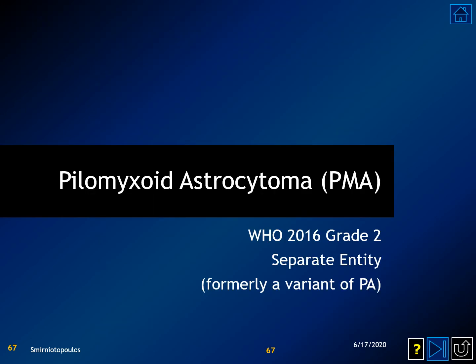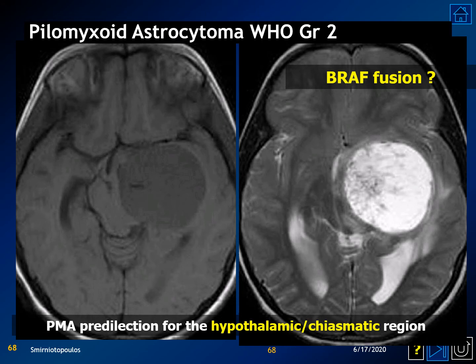The Pilomyxoid Astrocytoma is another type of fluid-secreting, contrast-enhancing tumor that has a BRAF mutation. This was formerly considered to be a variant of pilocytic astrocytoma, but is now recognized as a separate and distinct entity. The PMAs typically occur in the vicinity of the third ventricle.